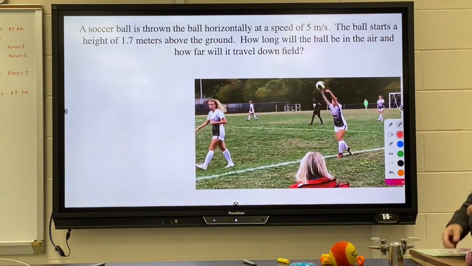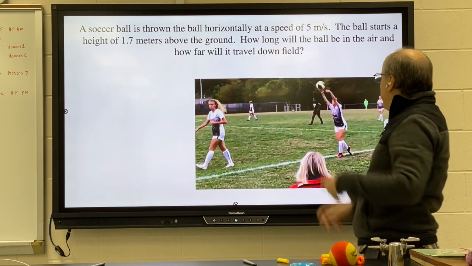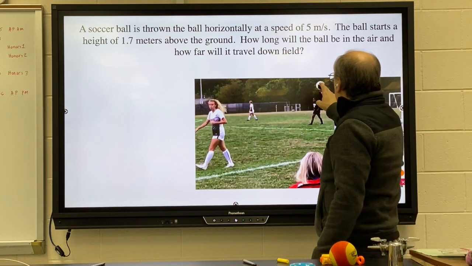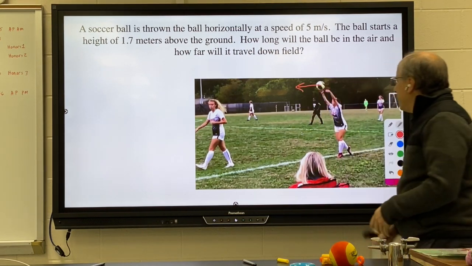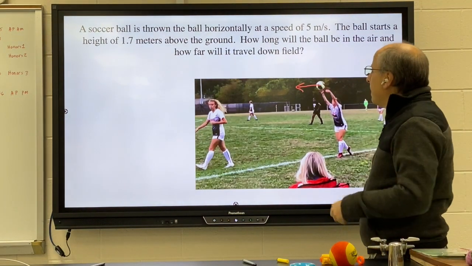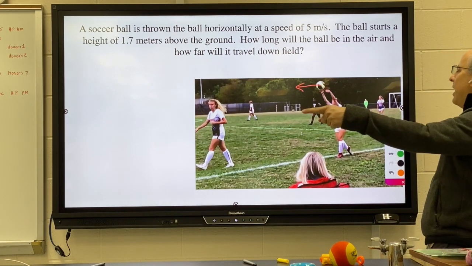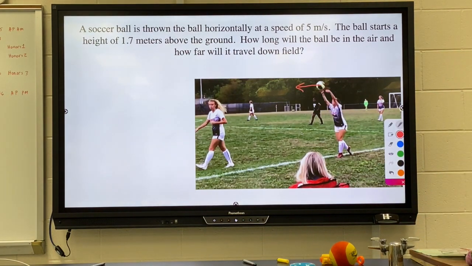One more I'd like you to try. This time we have a soccer player throwing the ball in. When it leaves her hand, the ball's moving horizontally. She doesn't throw it on an angle. We'll deal with that later. And we'd like to figure out how long it's going to be in the air and how far it's going to travel down the field.